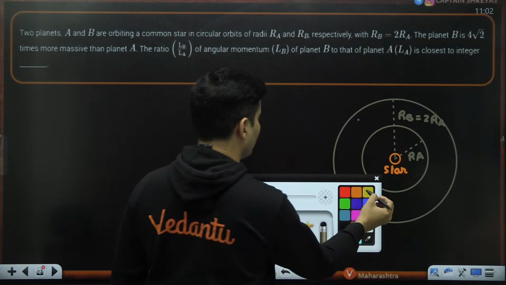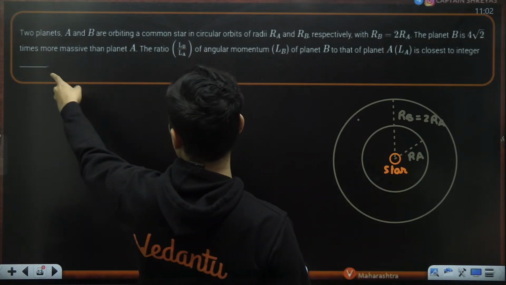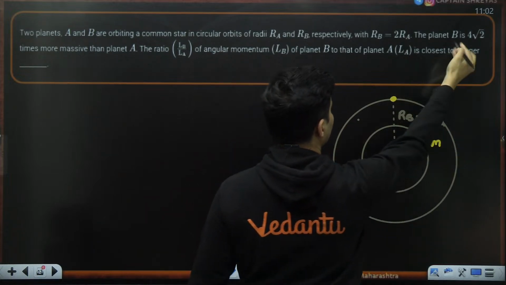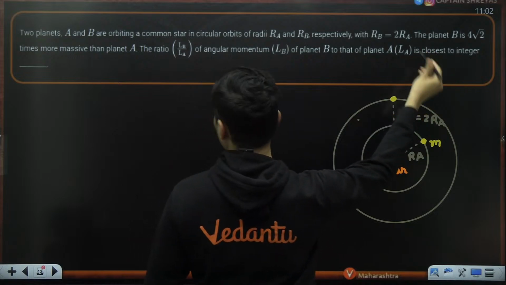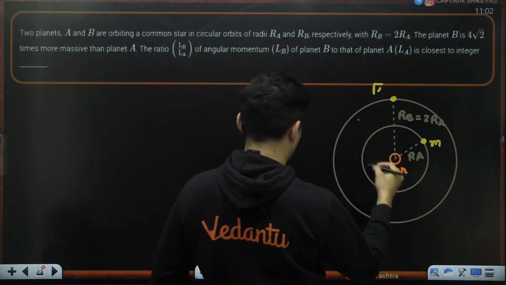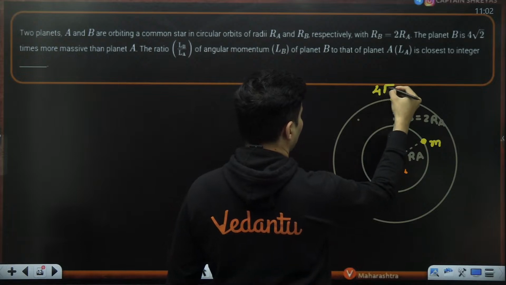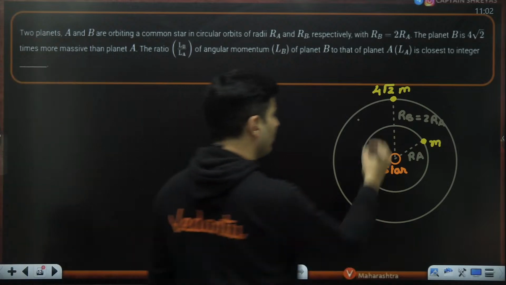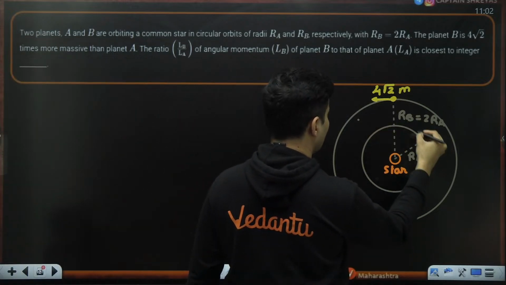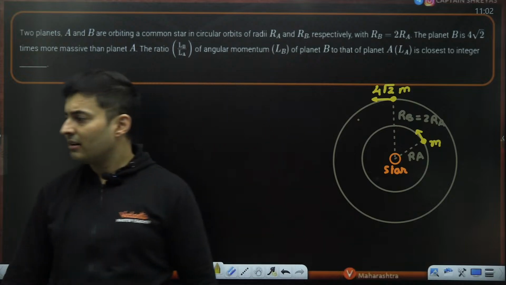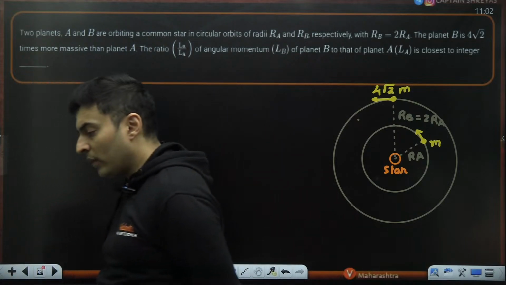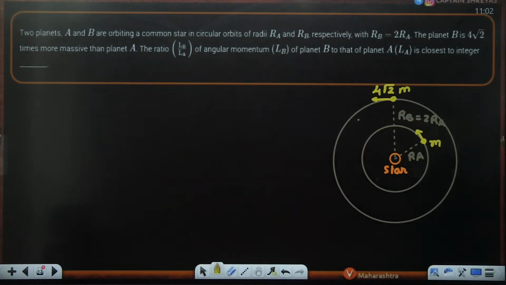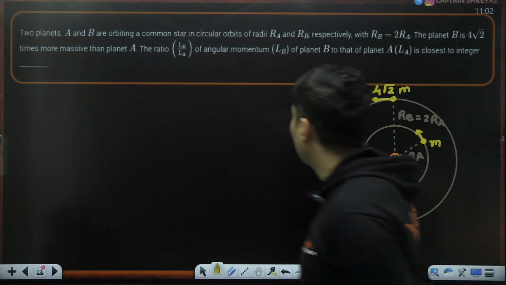The masses are also given to you. The mass of A, let's say, is small m, and planet B's mass is 4 root 2 times that, so 4 root 2 m. Obviously, you have to find the angular momentum. So they will be moving like this with different speeds. Is that right, everybody with me? Very good. So now, how do you find the angular momentum, or the ratio of both of them?